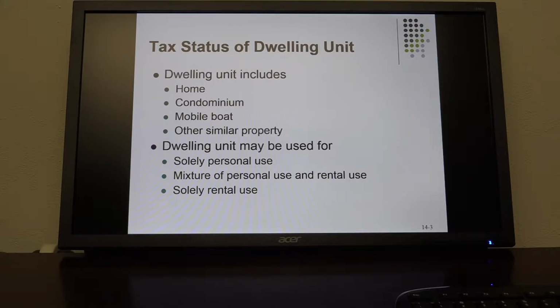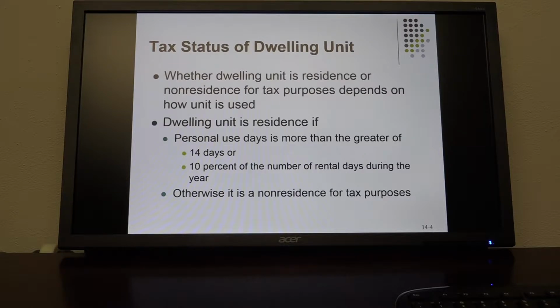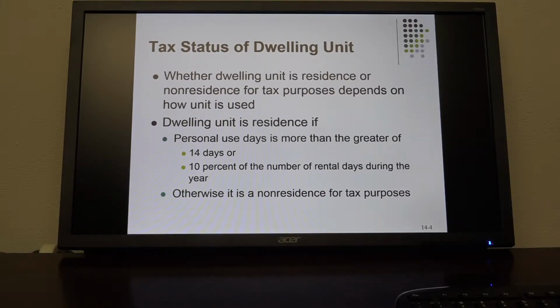And if you look at Exhibit 14-1, it gives you an idea of what coverages or what things you can deduct depending on the property type. And so remember, you've got to figure out whether a property is a dwelling unit first. If it is, then you have to figure out whether it's a residence or a non-residence.